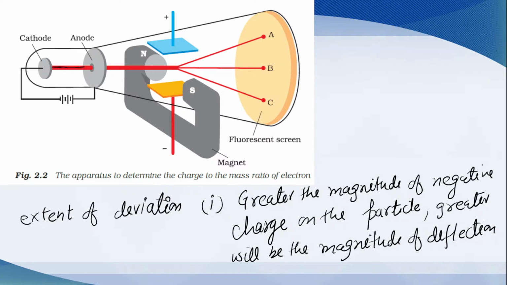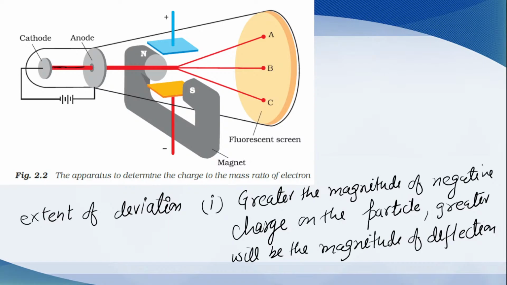See, this is the fluorescent screen. When the applied field is only electric field, that means the magnetic field is turned off, where will the electron strike? Obviously the electron will be attracted towards the positive plate. So they will strike at A.